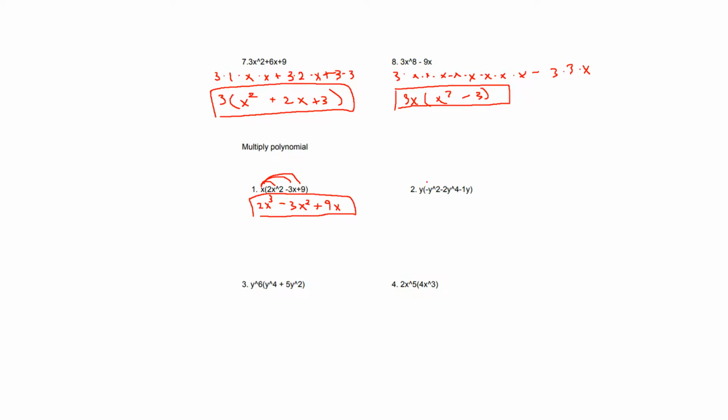Number 2, you could distribute again, just like the previous problem. So multiply the first one. So it's negative y cubed, multiplied with negative 2y to the power of 4. So it's negative 2y to the power of 5. And then multiply it with the negative 1y. So it becomes negative y squared as your answer for number 2.